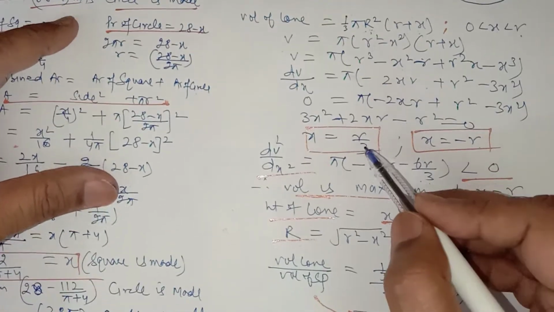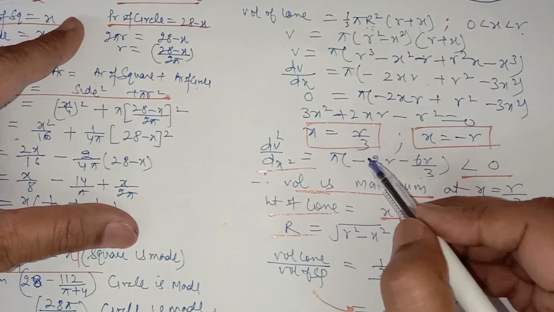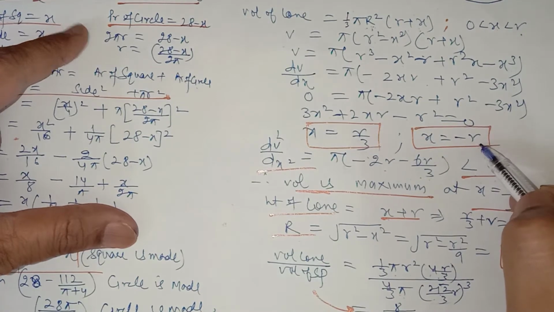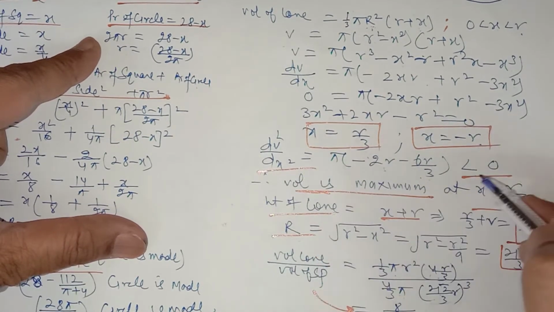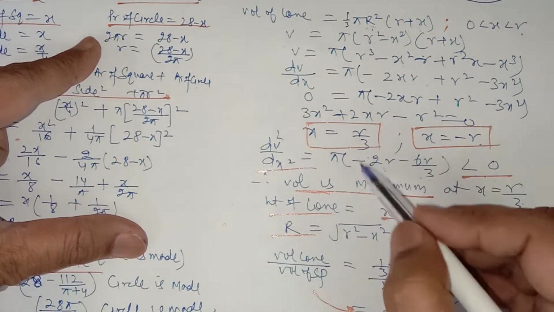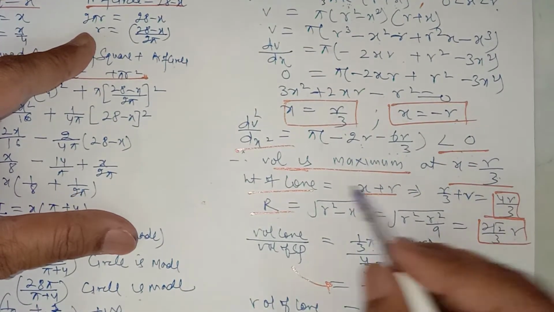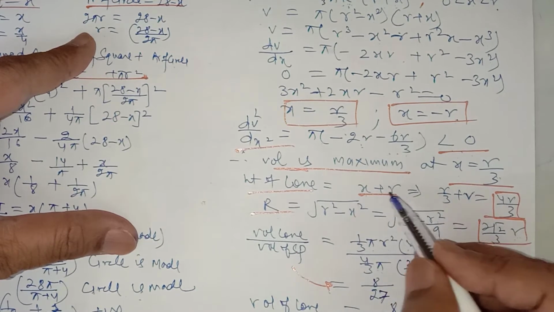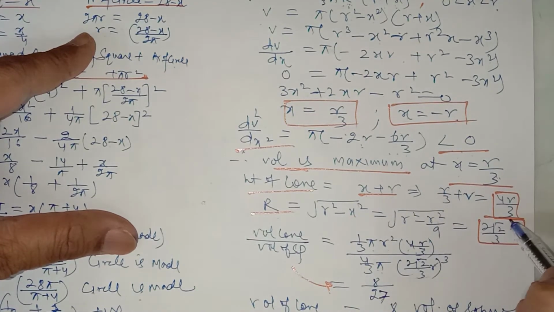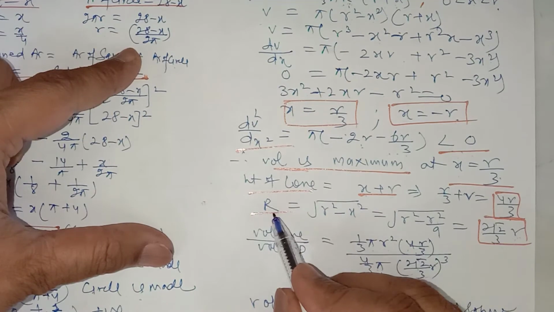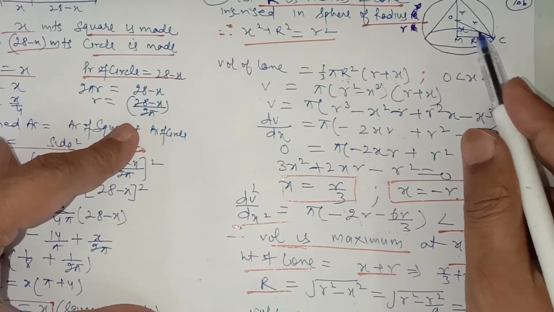Differentiate with respect to x, put it equal to 0. We are getting x equal to r upon 3 and x equal to minus r, which is not possible. Find its second derivative, which comes out to be negative when x is equal to r upon 3. The volume of the cone is maximum when x is equal to r upon 3. The height of the cone is x plus r. Replace the value of x as r upon 3, which gives 4r upon 3. And the radius of the cone is under root r square minus x square by using the Pythagoras theorem.